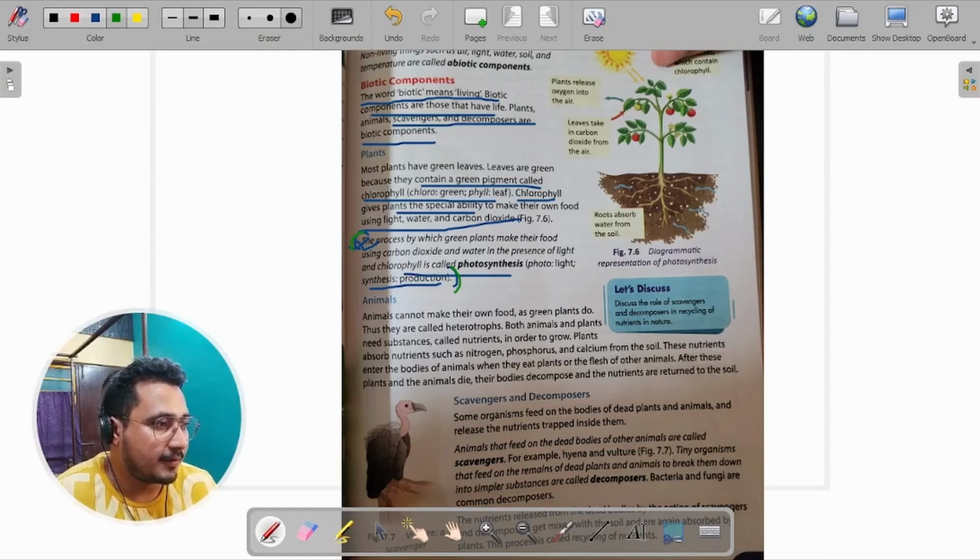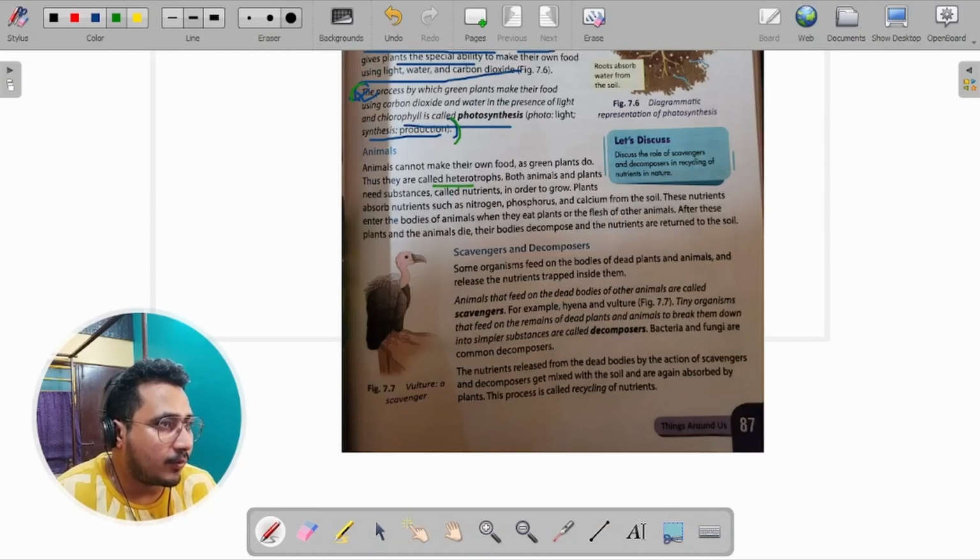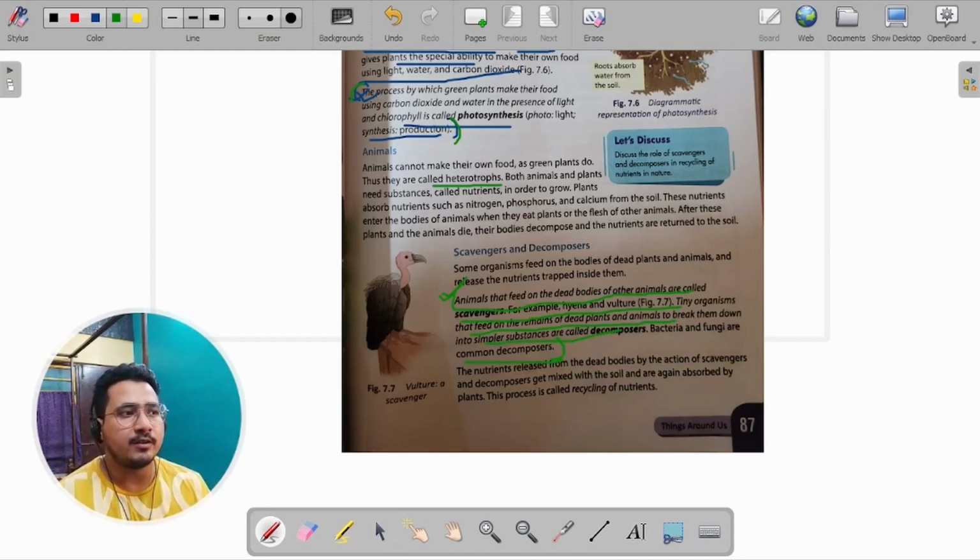Okay. Next, what do we have? Animals. Why are they called heterotrophs? That is also an important thing. That paragraph: what do you mean by scavengers and what do you mean by decomposers? You underline the whole thing. The whole paragraph is very important for the questions. You can get a huge lot of questions like what do you mean by scavengers, what do you mean by decomposers, and also give some examples of scavengers and of decomposers.